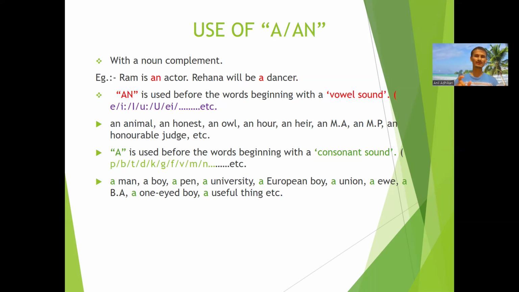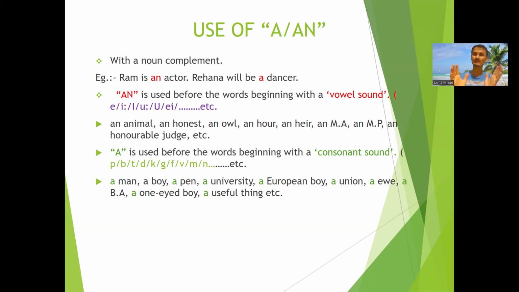Another thesis point: an is used with a singular, countable noun with an initial vowel sound. I already mentioned vowel sounds in Nepali. You also know ka, kha, ga, gha. These are consonants. And then a, aa, i, u, e, ai, o. These are vowel sounds in Nepali.